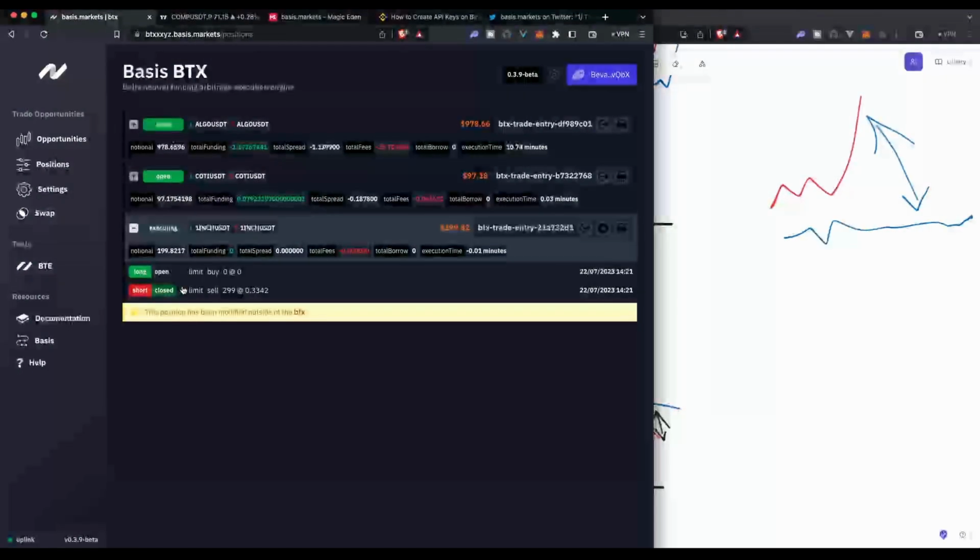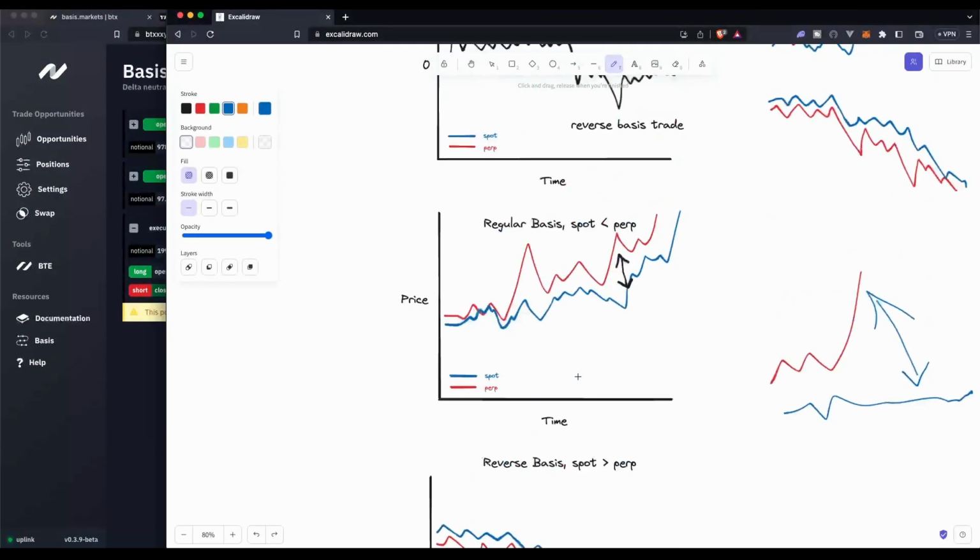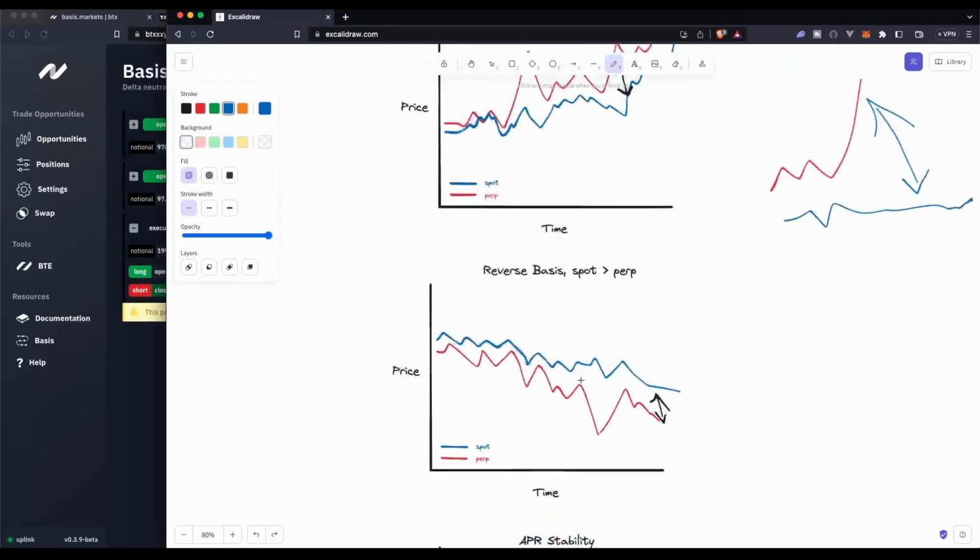So what it's doing is limit selling on the short side, and then limit buying on the long side to get us in with no directional risk and just collecting that funding rate that exists between those two markets at the moment. And that's all there is to it. So that's the BTX. In a couple of minutes, you'll have opened a trade and you'll be collecting that funding rate. Now, all that's left to do is monitor the APR stability over time.